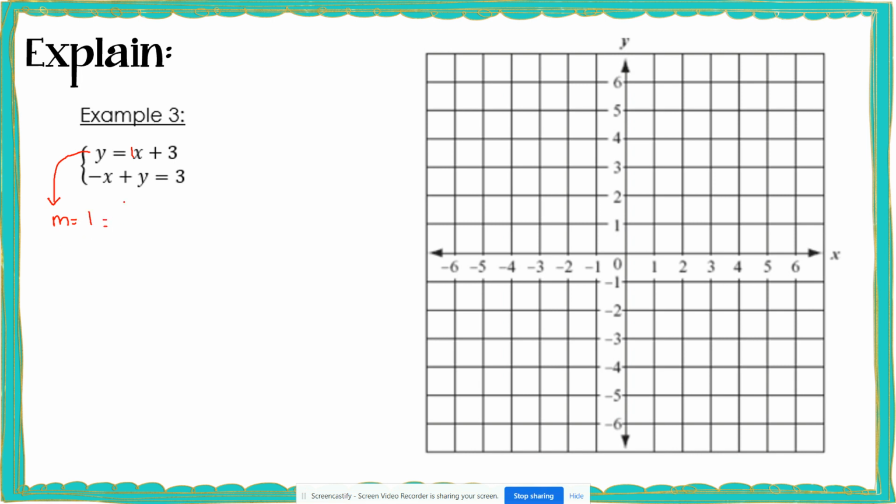Remember that slope needs to be rise over run. So if it's 1, we can write that as 1 over 1. And we can also take this and change both of these to their opposites. So the opposite of 1 is -1, and the opposite of this 1 is also -1. So it can be written in either of these ways. My y-intercept is this +3, so my y-intercept is +3.